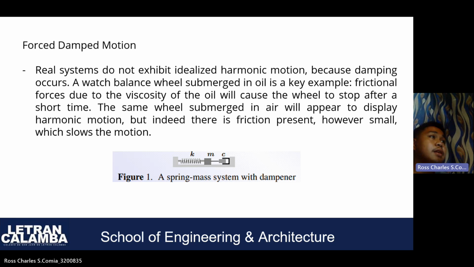So the last one is the forced damped motion. A real system does not exhibit idealized harmonic motion because damping occurs. As you can see in figure 1, a spring mass system with damper. Consider a mass spring system consisting of a mass M and a spring with Hooke's constant K with an added dashpot or damper, depicted in figure 1 as a piston inside a cylinder attached to the mass. A useful physical model for the purpose of intuition is a screen door with a door closer. The closer has a spring and an adjustable piston-cylinder style damper.